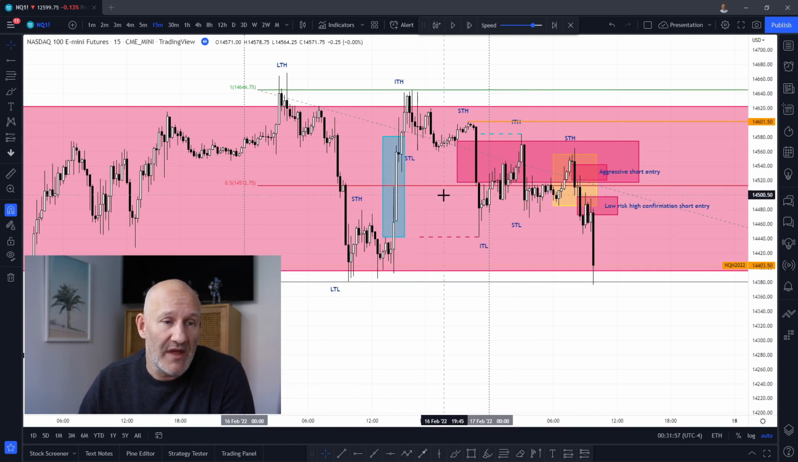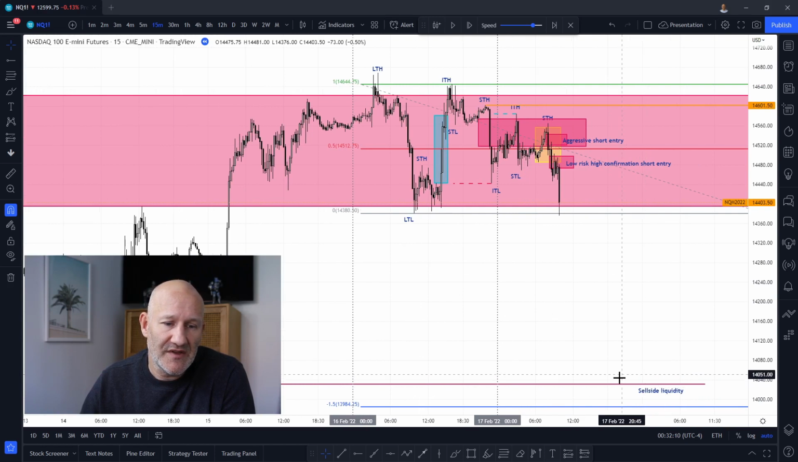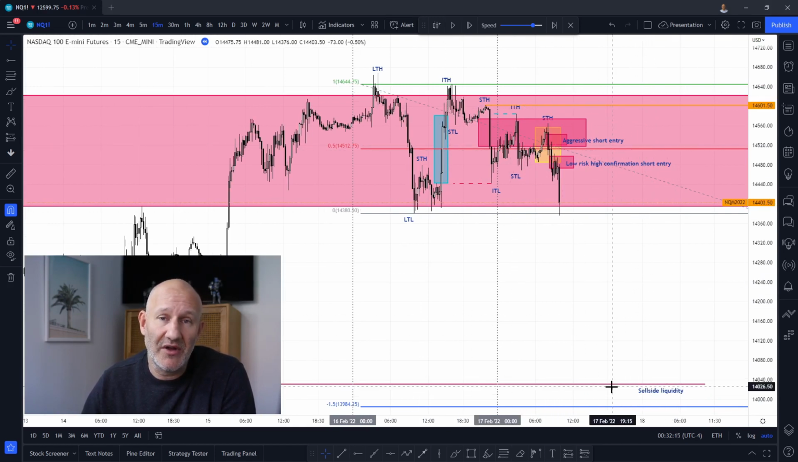Now, one of the other things we're looking at, we have a hypothesis, part of our story, is that we're going to trade down lower and we're going to take out the sell side liquidity that's down here. So if we zoom out a bit, you can see this sell side liquidity residing down here. So this is where we're anticipating that price is going to go.